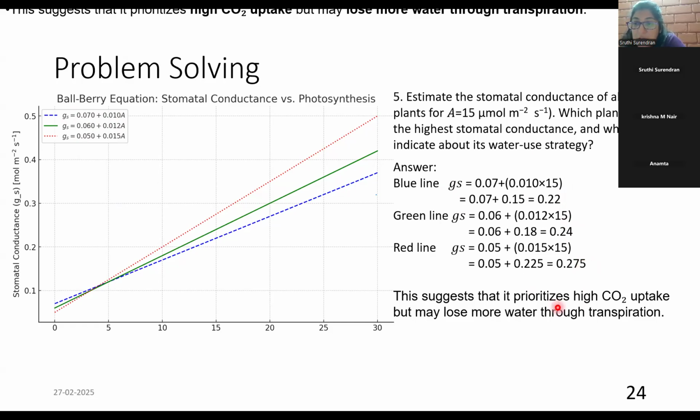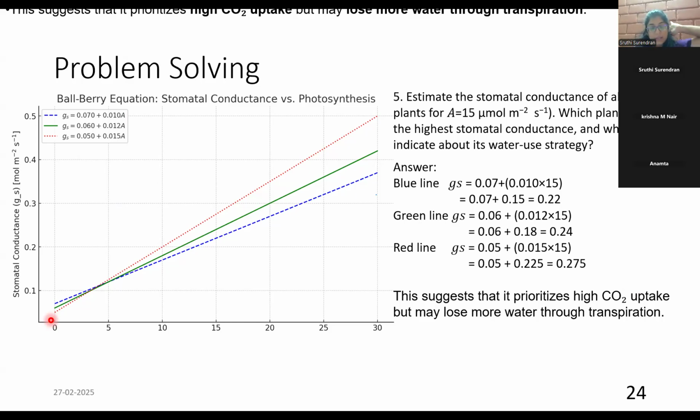This is because it is prioritizing high carbon dioxide uptake, but may lose more water through transpiration. So when photosynthesis is not happening, the baseline stomatal conductance is very low, but at the same time its sensitivity to photosynthesis is very high. In such cases, what we should understand is that even the transpiration rate will be high because the stomatal opening is going to be more and more. So we know that if the stomatal conductance to water vapor is 0.275, the transpiration rate is also increasing with respect to the carbon dioxide uptake increasing.